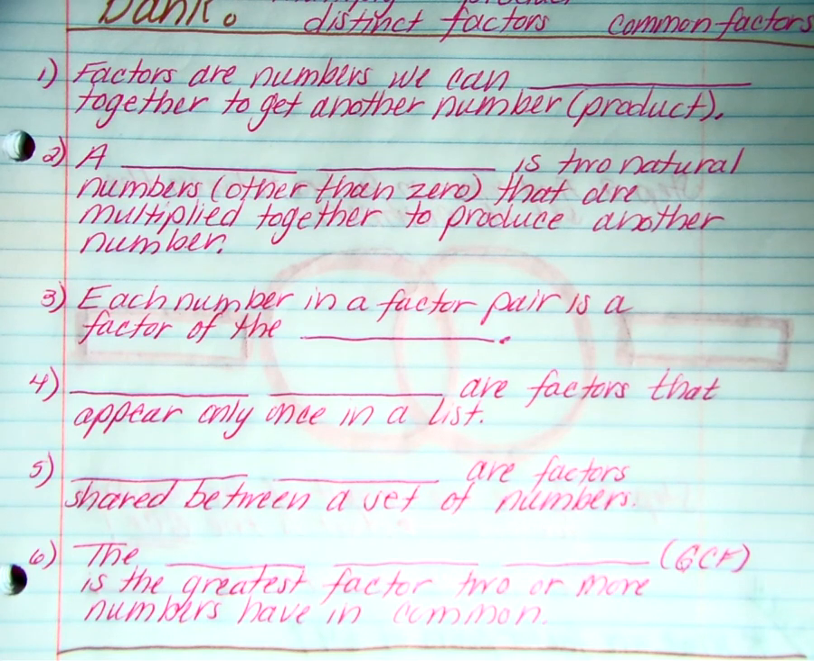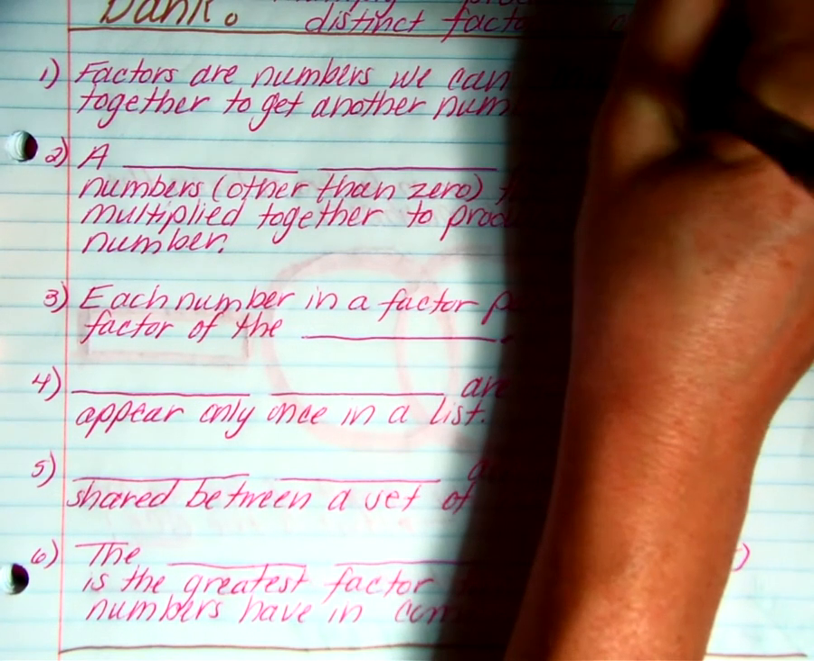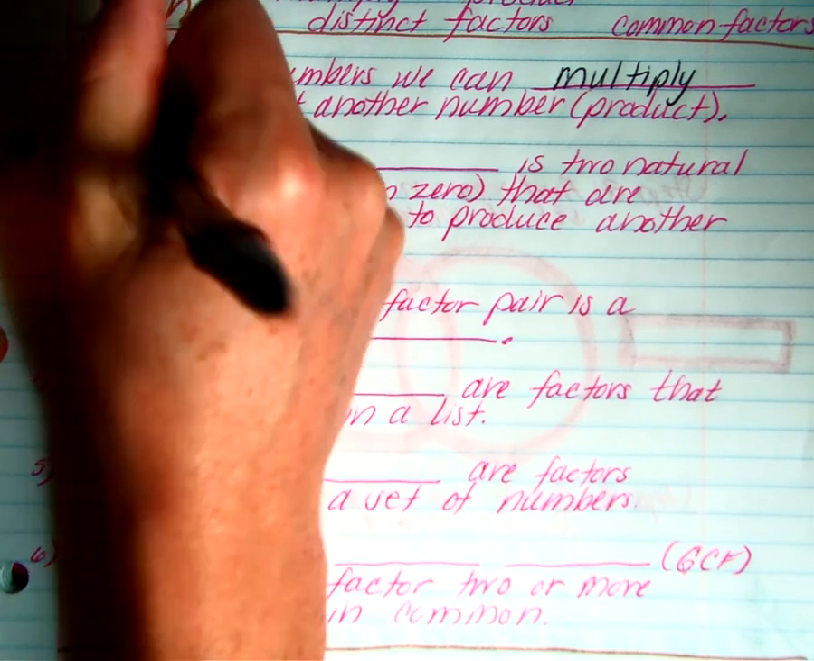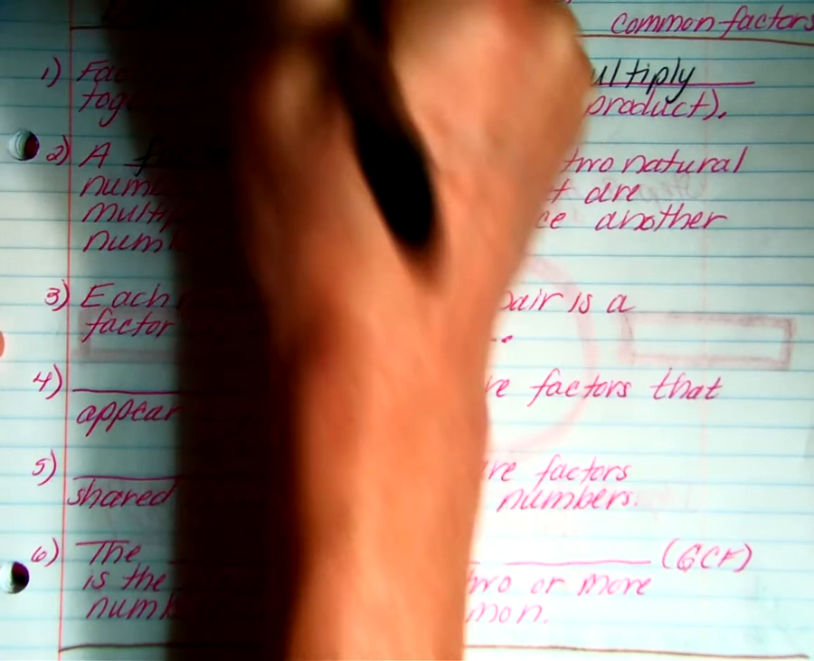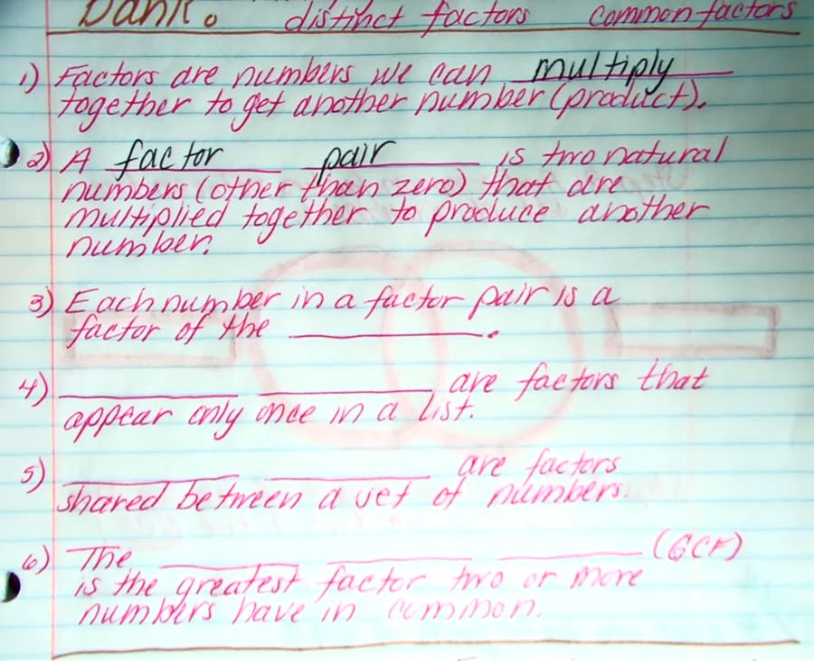Okay, now let's resume. If you'd like to attempt these on your own, I recommend pausing the video and giving these vocabulary words a try. Factors are numbers we can multiply together to get another number. A blank blank is two natural numbers that are multiplied together to produce another number. A factor pair. Each number in a factor pair is a factor of the product.